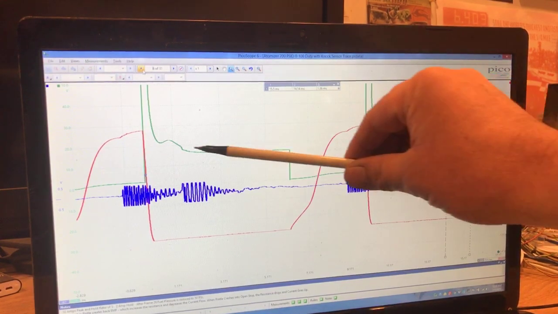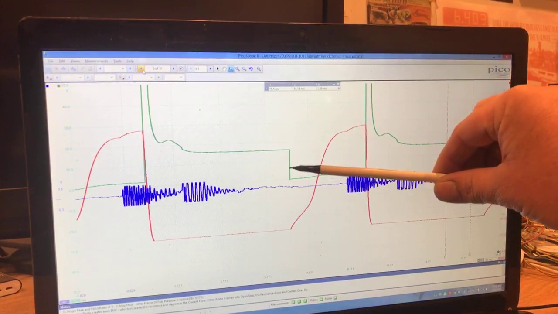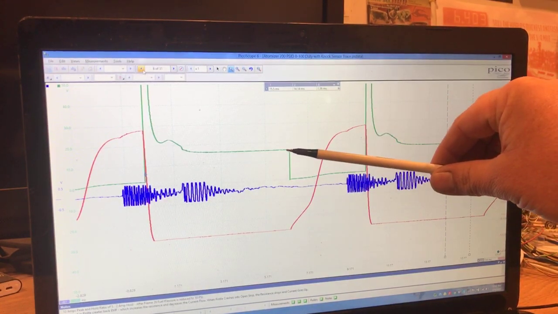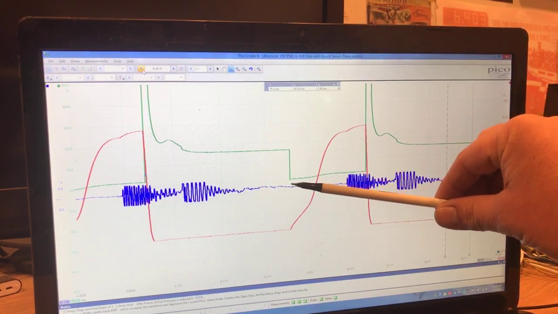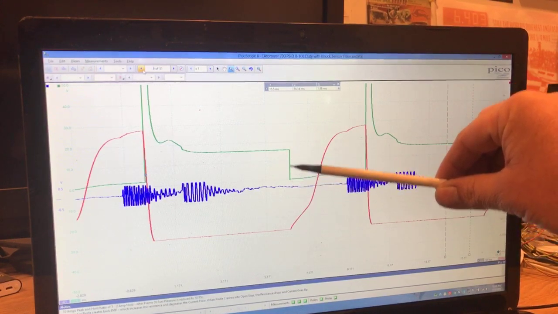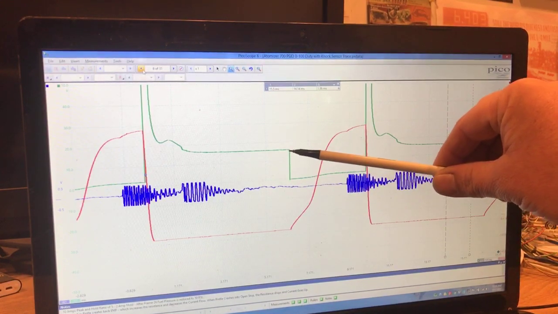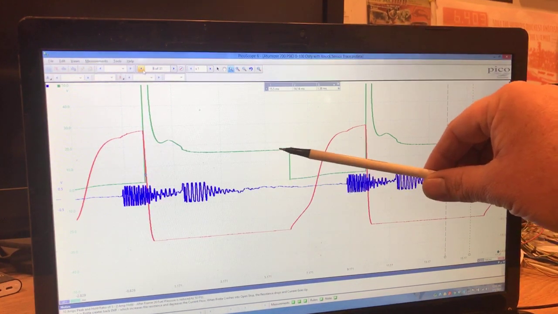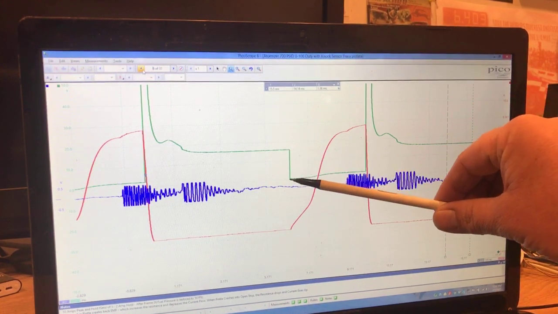And this green trace here represents the voltage signal to the injector. So if you want, this is where the injector gets commanded to open. This is me yelling to my dad to open the door. And this is where the ECU grounds the injector, and so the voltage on the injector trigger wire drops to zero.